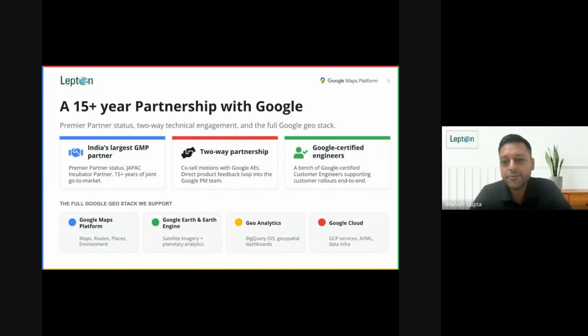Now, as I said, we have a 15 plus year partnership with Google. We are a premier partner with them. We are a JPAC incubator as well. At the same time, we have a two-way relationship with Google: in one way, we act as a co-sell for Google Maps APIs. We also feed a lot of data to Google. As I mentioned, we are a location intelligence company. We pick up a lot of data on the ground and then we feed it to Google.